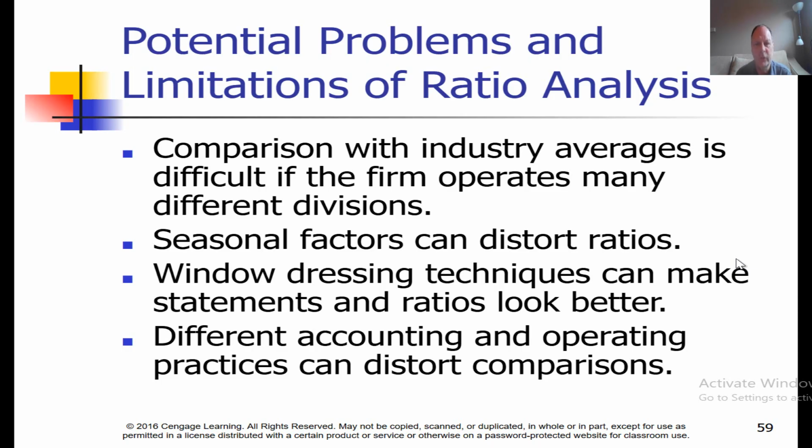You could also look at seasonal factors. Retail companies tend to do most of their business around the Christmas season. That can distort ratios throughout the year. Window dressing techniques are commonly used and can distort ratios.